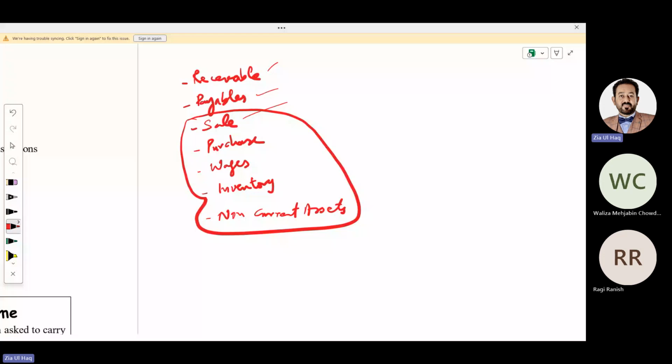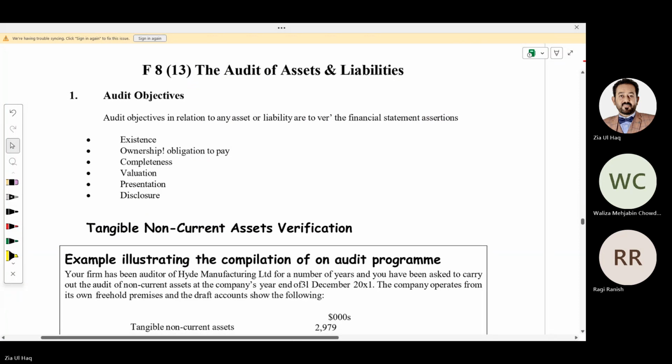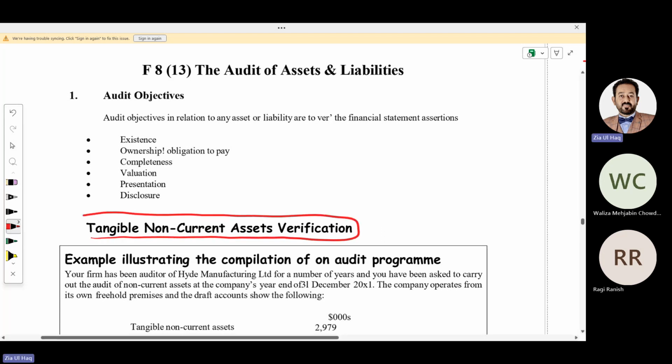So let's move towards covering non-current assets. Where do non-current assets appear? Under assets in the balance sheet. We are going to discuss tangible non-current assets. Non-current assets are of two types, tangible and intangible. Tangibles are those that we can see and touch: land and building, plant and machinery, motor vehicles, furniture and fixtures. Intangibles we cannot see and touch: goodwill, patents, brands, copyrights, etc.